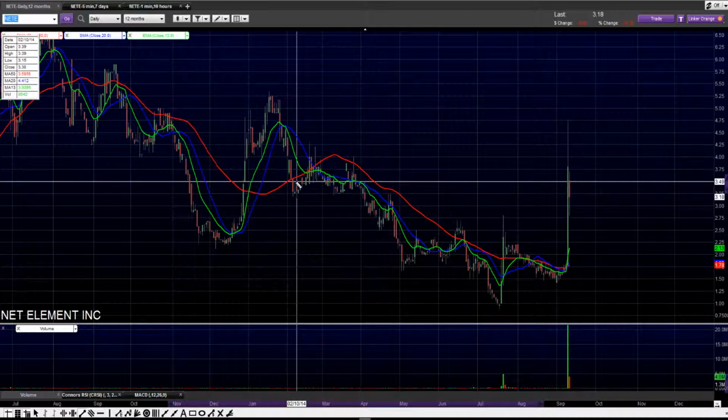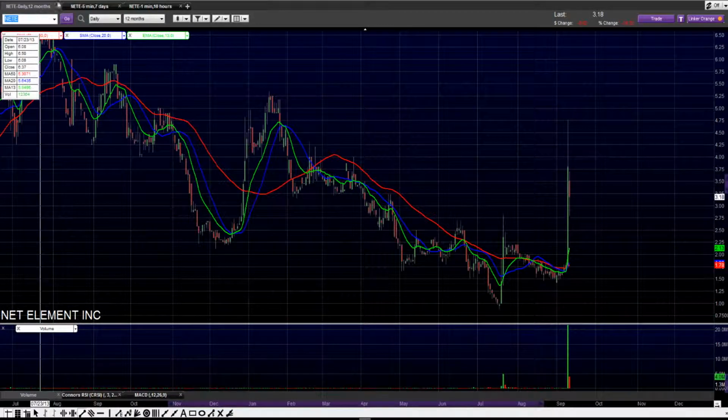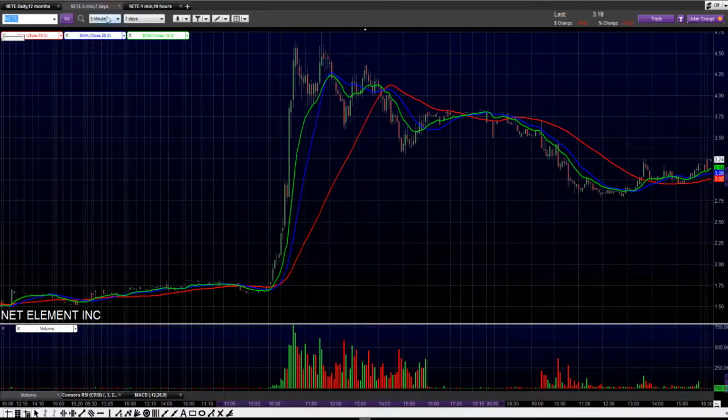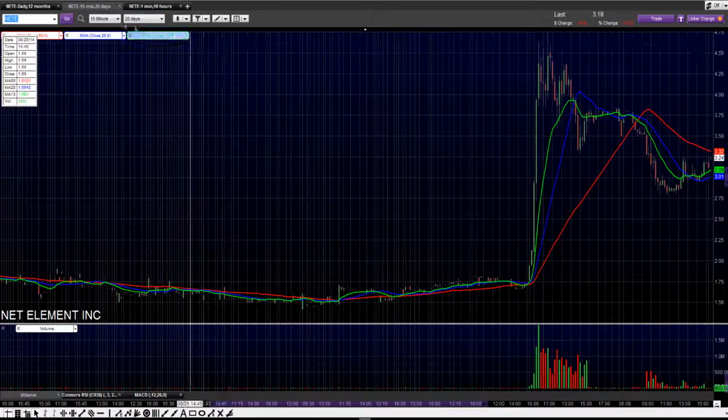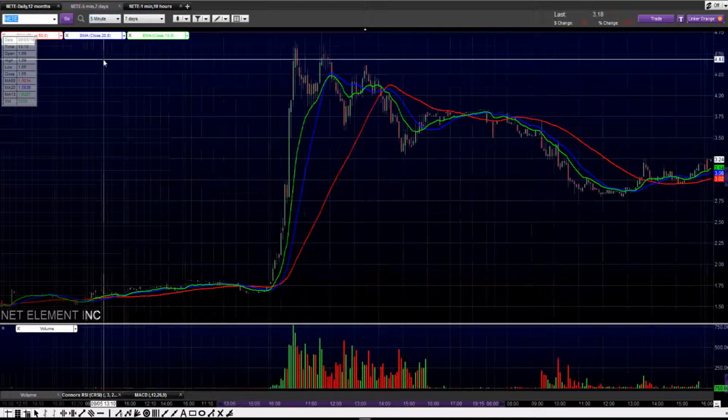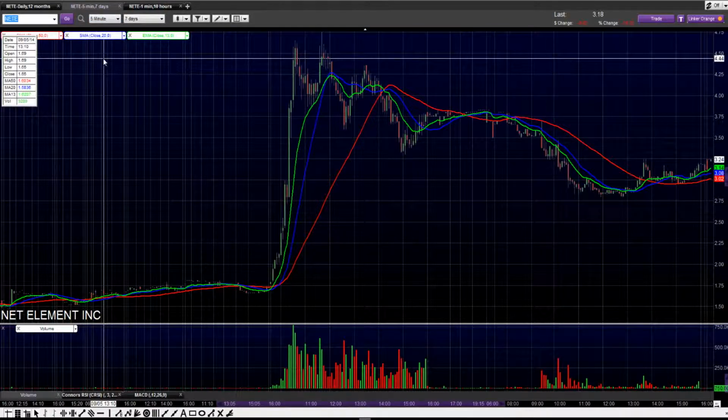Alright guys, so on NETE, those of you who follow me know that I keep 3 charts on my charting software at all times: the daily, the 5, and the 1 minute. Sometimes I'll swap out the 5 for the 15 just for a different view and a different look of the chart, but those are basically the 3 or 4 time frames that I use.